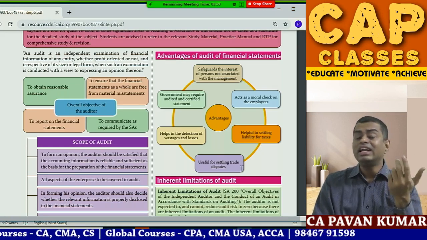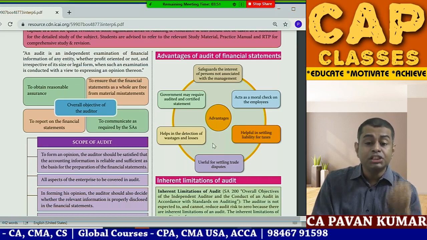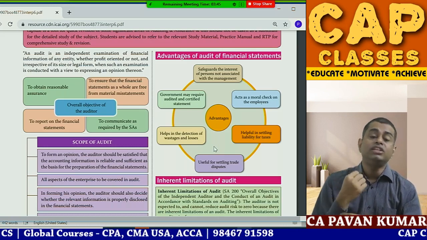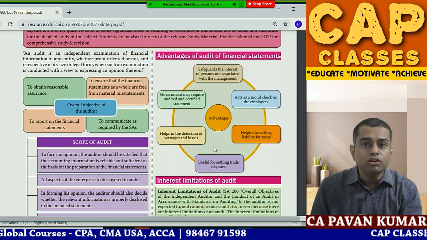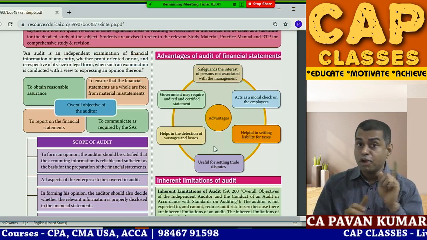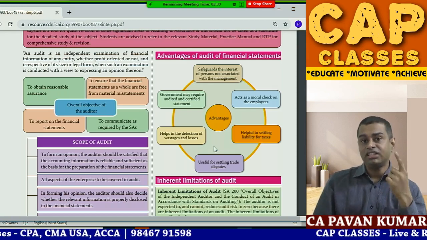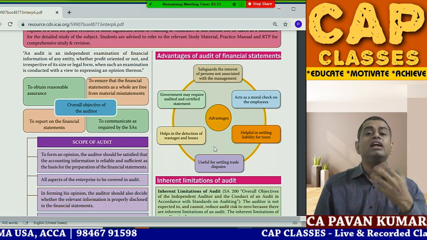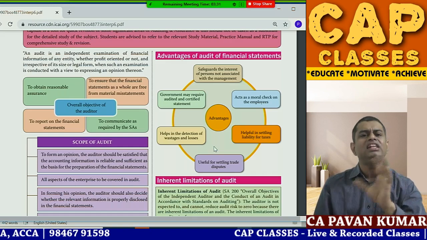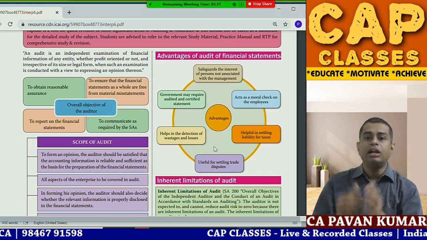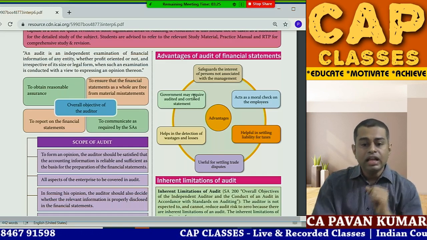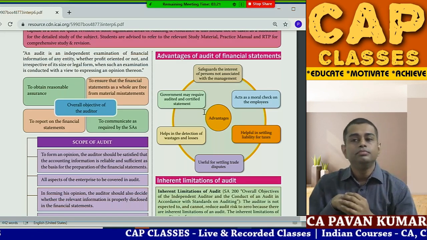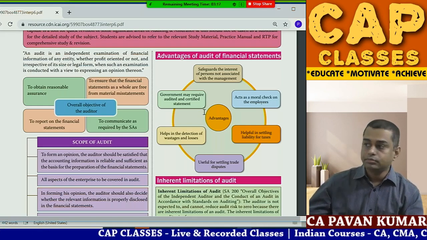Then useful for settling trade disputes, and helps in detection of wastages and losses, because auditors will evaluate the internal control systems and then give this kind of reports also to management. Management letter, you remember, not management representation letter. Management representation letter is different, MRL. Management letter is different. Auditors usually write a letter to management to tell them the weaknesses and losses, and they also sometimes recommend how to come out of it. Then government may require audited and certified statements. That's all. So question number 2 is over.